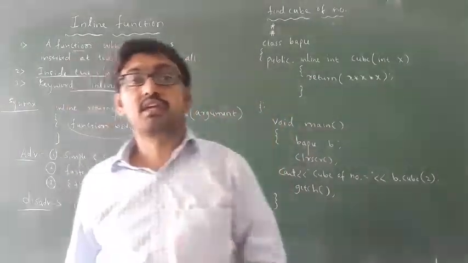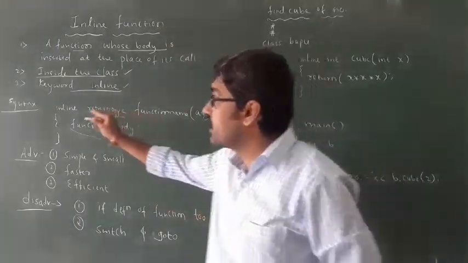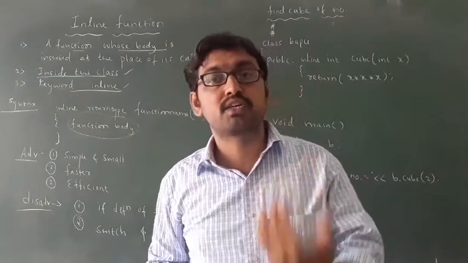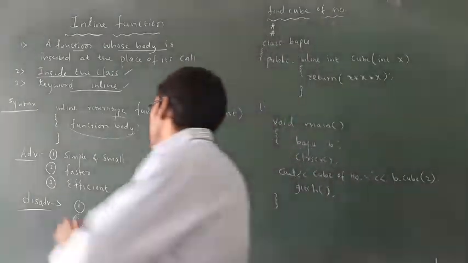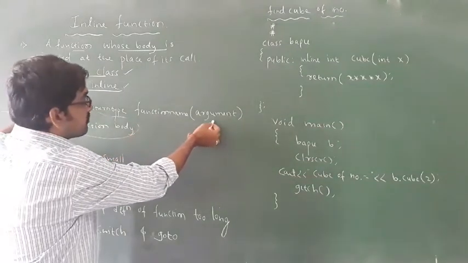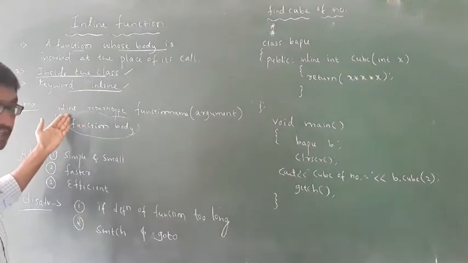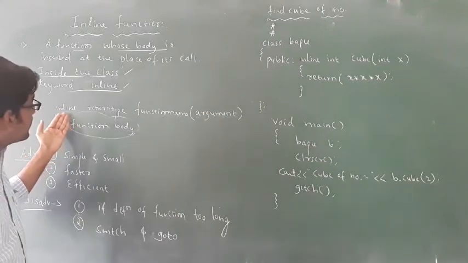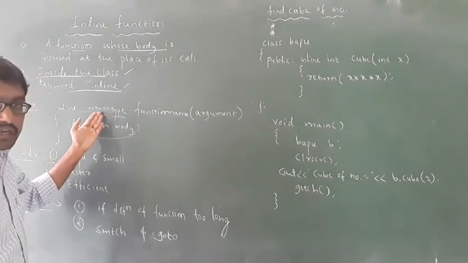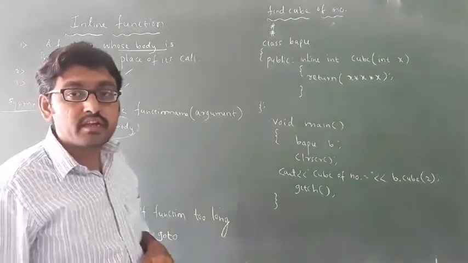See, how to write the syntax of an inline function. You know the syntax of function overloading already. It has a return type, function name, then arguments, then function body. But in addition you have to write inline. You can write inline, then the return type and function name. If you put the keyword inline before the return type, that is nothing but an inline function.